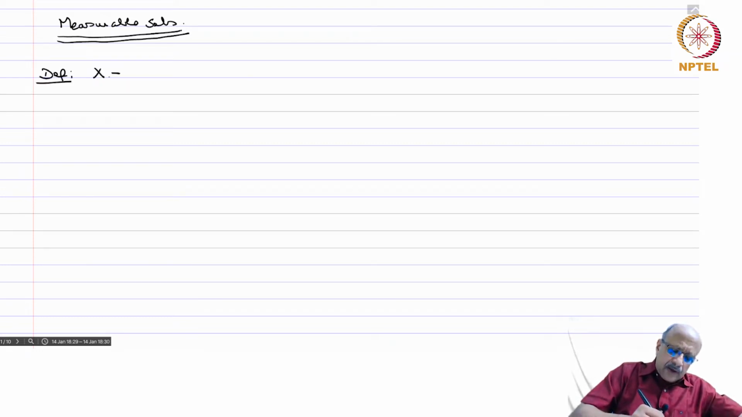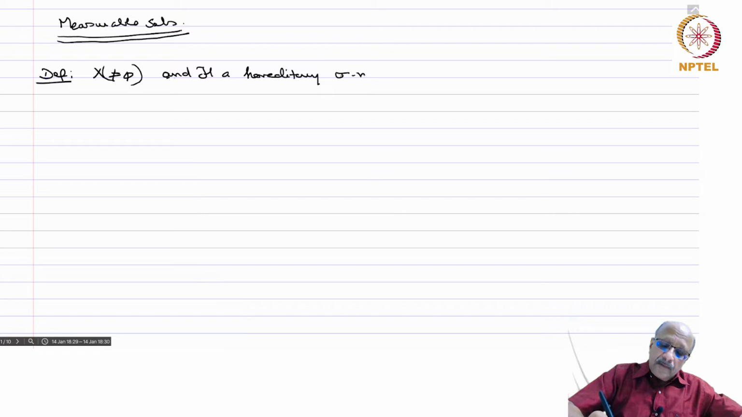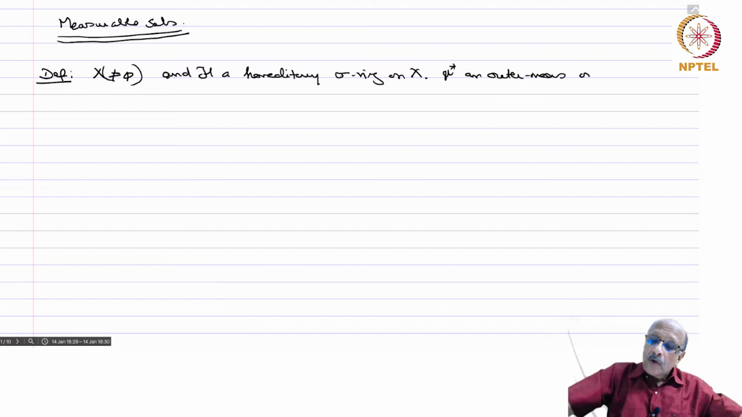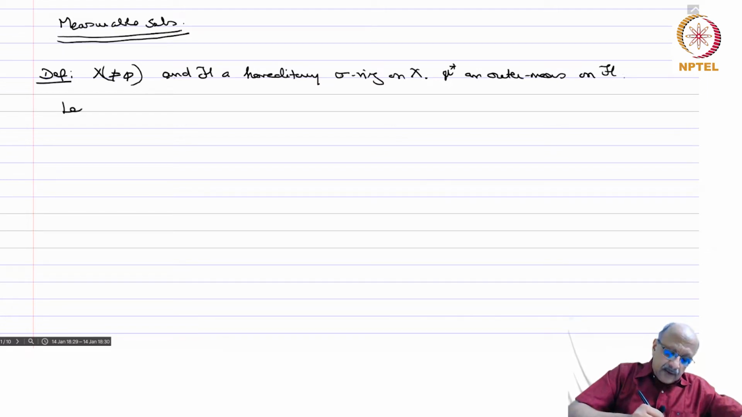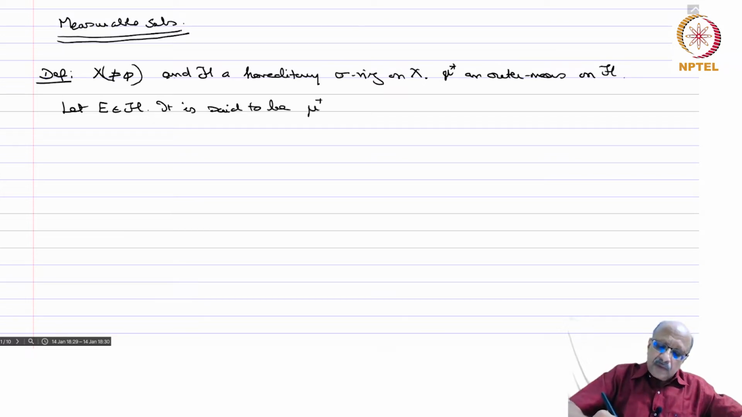Let X be a non-empty set and H a hereditary sigma ring on X, mu star an outer measure on H. Let E belong to H. It is said to be mu star measurable.